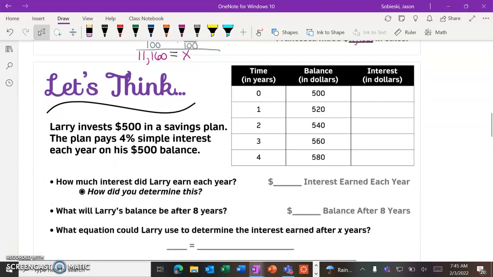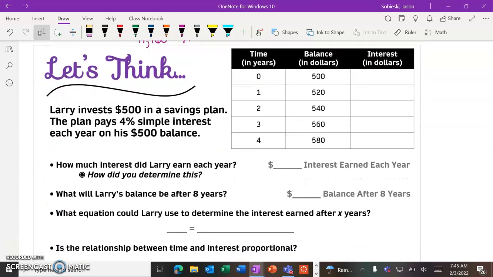Okay, but what we really want to start looking at today, the main point of our video, is simple interest, which we're going to get to. So let's think about this. Larry invests $500 into a savings plan. The plan pays 4% interest every year on his $500 balance. So basically he puts $500 in, and as you can see on our table, every year he's going to start to earn money on it.